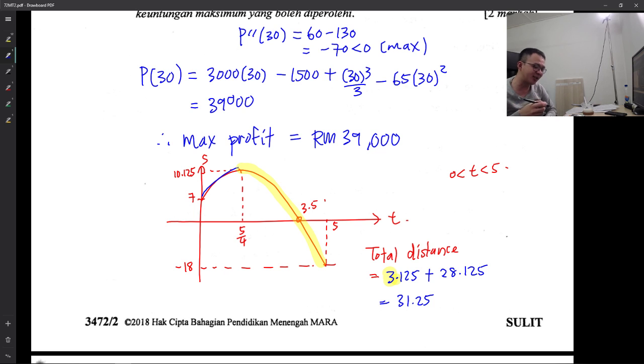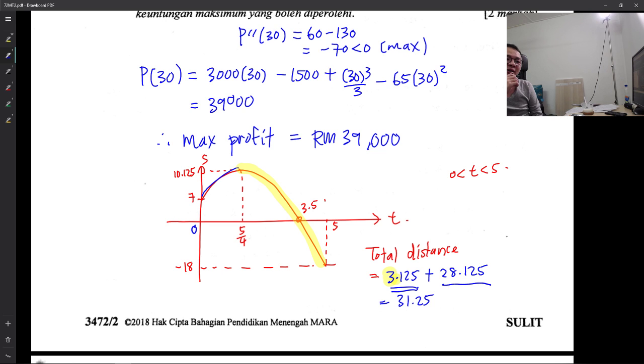For total distance, you just add one by one. Let me slow down a bit. You can see from t equals 0 to 5/4, the particle travels from 7 to 10.125. So you do 10.125 minus 7, then you get the first answer. Then from 5/4 to 5, the particle travels from 10.125 to -18. So you do 10.125 plus 18, then you sum them together. This is how to get the total distance.